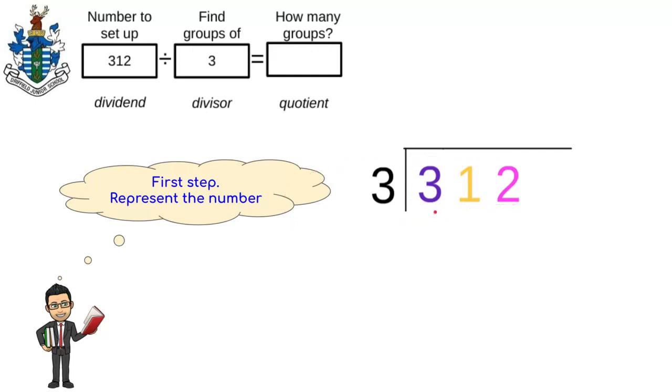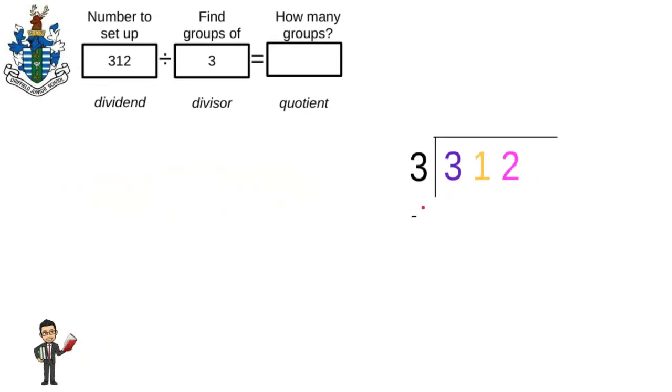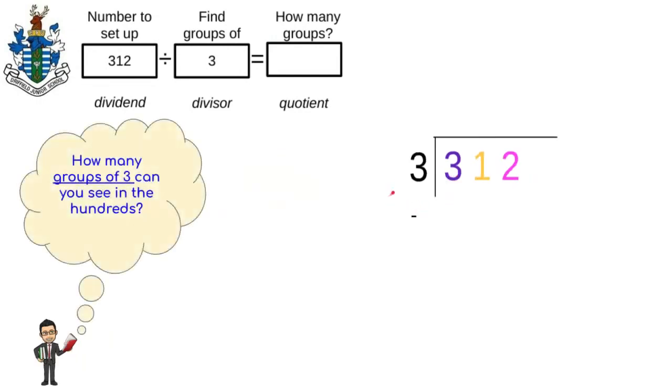So we've got 3 hundreds, 1 ten, and 2 ones. Altogether we get 312. We can represent this using 3 numerals rather than lots and lots of different counters or huge amounts of base 10. So we've got 312 divided by 3. Our first step is we look in the hundreds column. So we're looking for how many groups of 3 we can see in the hundreds.